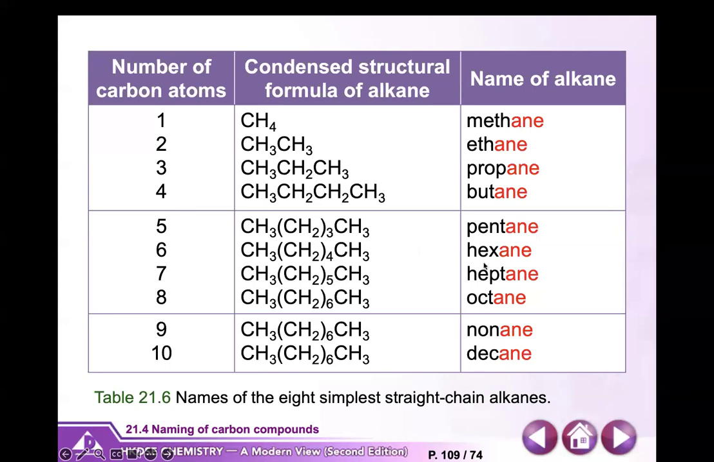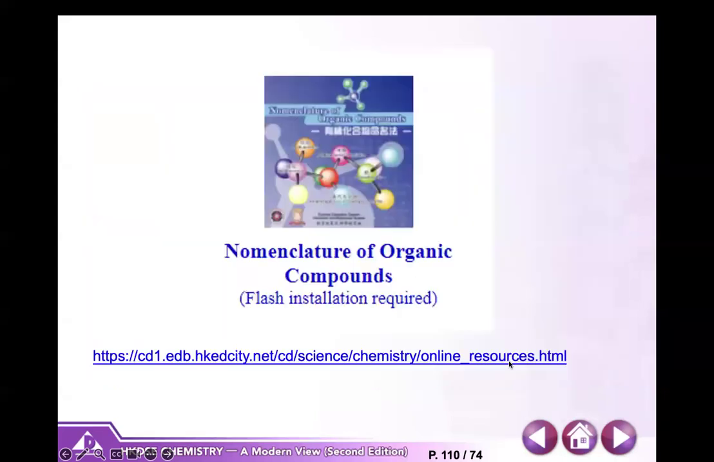Now, starting with 5, 6, 7, 8. For 5, we know that a pentagon means there should be 5 sides. So pentane with the word pent. Carbon 6 has hexagon, hexane. We end up with ANE. Heptane and octane correspond to 7 and 8. While the 9th and 10th carbon is in fact out of syllabus, just to let you know, if we have 9 carbons, it is nonane, while 10 carbons is decane. So these are the names of the straight chain alkanes.